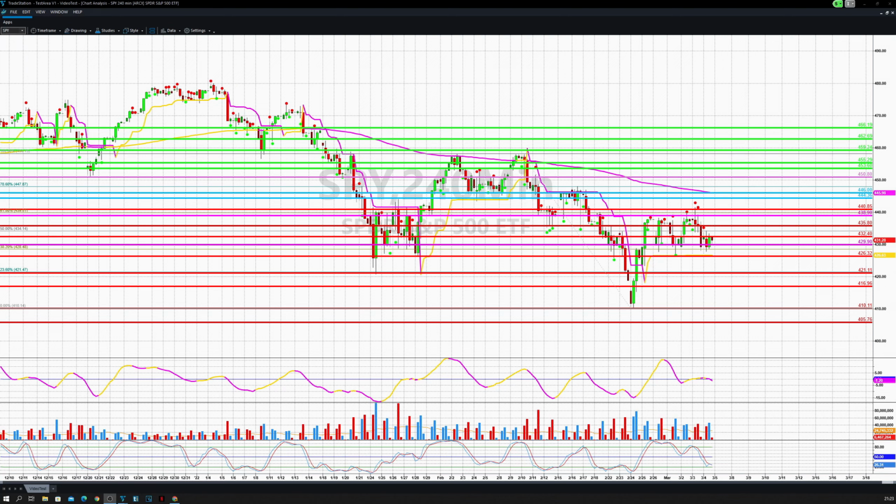Guys, so let's start and try to predict next week's move. We start with the S&P 500, the SPY ETF. This is the 4-hour chart.